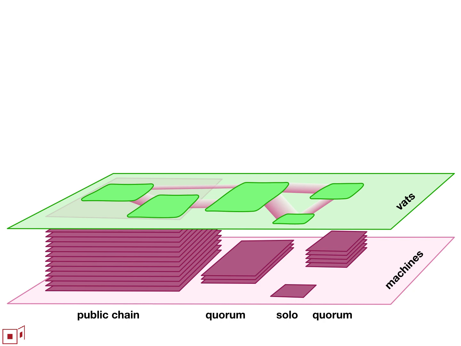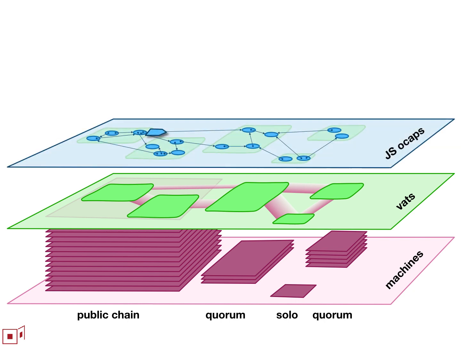So the next level of abstraction up is what we call the VAT layer, where each of these green boxes is a VAT. It's a process-like unit. And these VATs speak to each other with cryptographic messages in ways that authenticate who sent the message. And on top of that, we build a system of distributed secure objects, sending messages to each other, where one object can send a message to another, whether the other object is in the same VAT, or a different VAT, or in a VAT on a different machine as well. We have a uniform fabric of objects sending messages to each other.